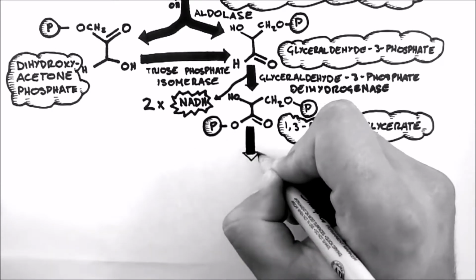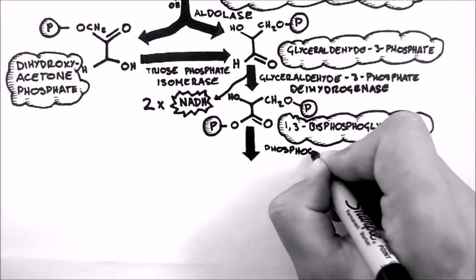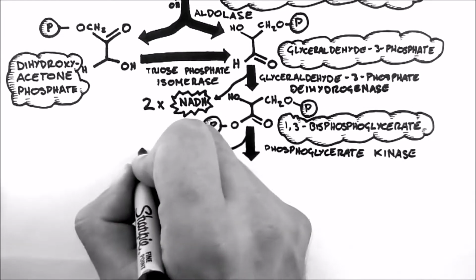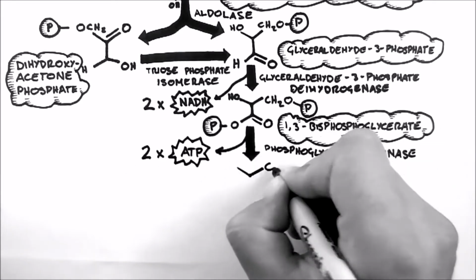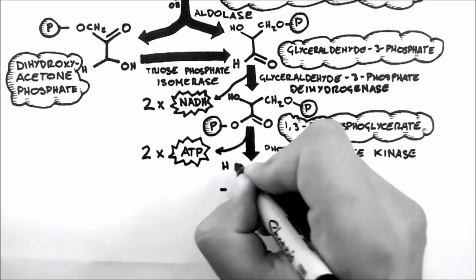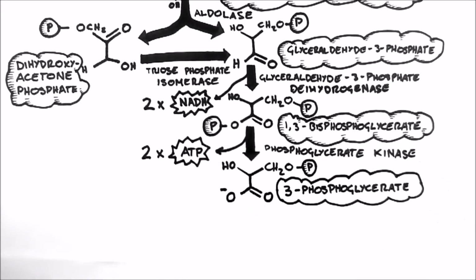Here the molecule meets another kinase, phosphoglycerate kinase. We saw above that kinases can giveth phosphate, but they can also taketh phosphate away. And that's exactly what happens here. 2 ATP are produced by taking phosphate from the 1,3-bisphosphoglycerate molecules. This produces the molecule 3-phosphoglycerate.